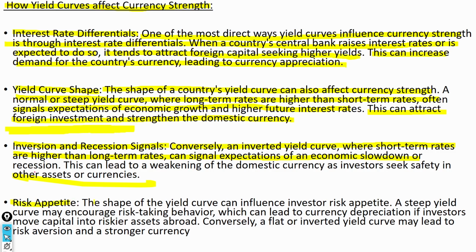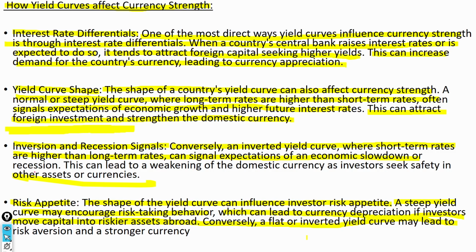Risk appetite. The shape of the yield curve can influence investor risk appetite. A steep yield curve may encourage risk-taking behavior, which can lead to a currency depreciation if investors move capital into riskier assets abroad. Conversely, a flat or inverted yield curve may lead to risk aversion and a stronger currency.